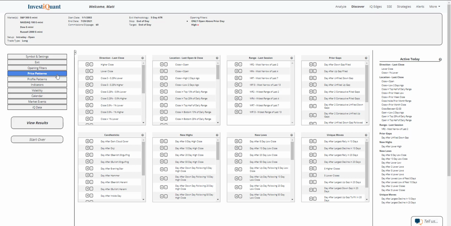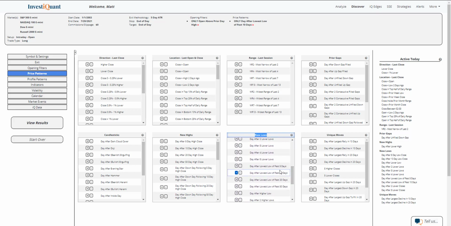So the first thing I want to do is go into the active today section, and I'm going to say that yesterday made the lowest low of the past 10 days. So you can see that right down here. I'm going to click that. That comes from the new lows category. I have added it. If I scroll down here, you'll be able to see exactly where it's at. But I've added that to the test.